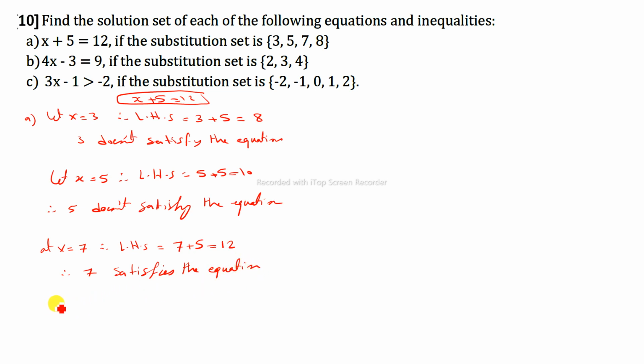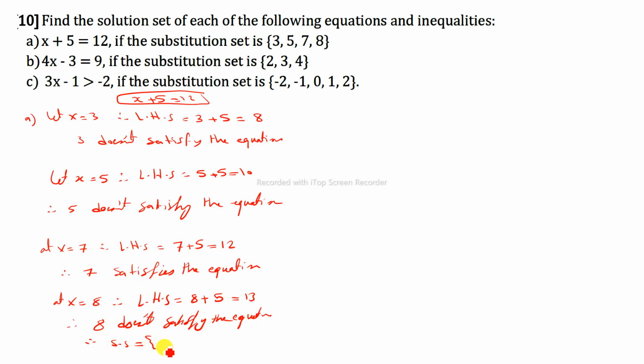آخر حاجة ايه at x is equal to 8, left hand side of the equation x, 8 plus 5 is 13 and that doesn't satisfy. Therefore 8 doesn't satisfy the equation. يبقى اللي بيعمل solving the equation مفيش غير ايه 7. Therefore نقدر نقول ايه solution set of the equation is the set {7}.